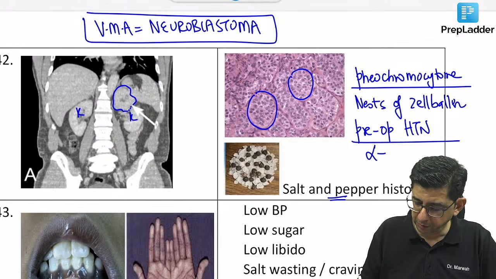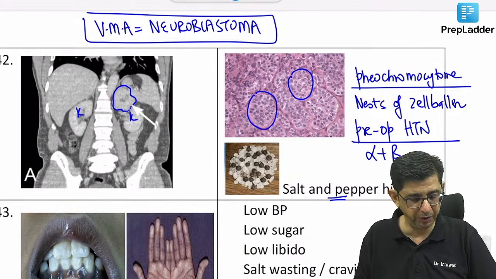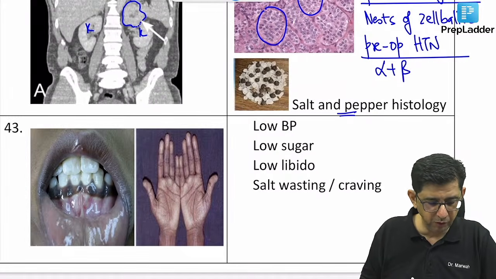Very good. It is alpha plus beta blocker. The names are phenoxybenzamine and propranolol, which would be used in the patient. Great. In the next question, my patient is having oral phenoxybenzamine.